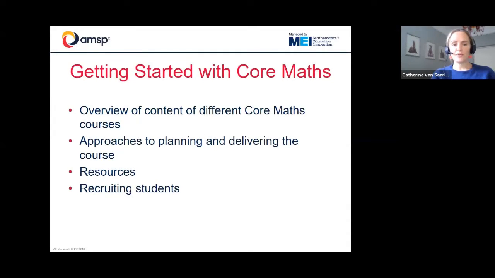We'll have an overview of the content of the different core maths courses because there is quite a lot of variation depending on which one you go for. We'll also look at different approaches to planning and delivering the course because again, there is a different feel to GCSE and A-level.